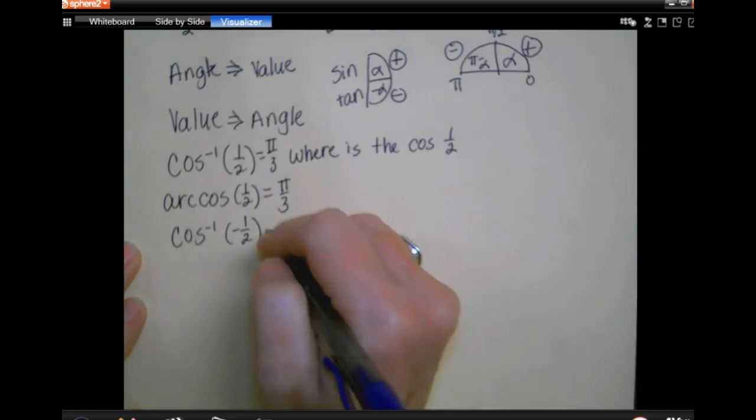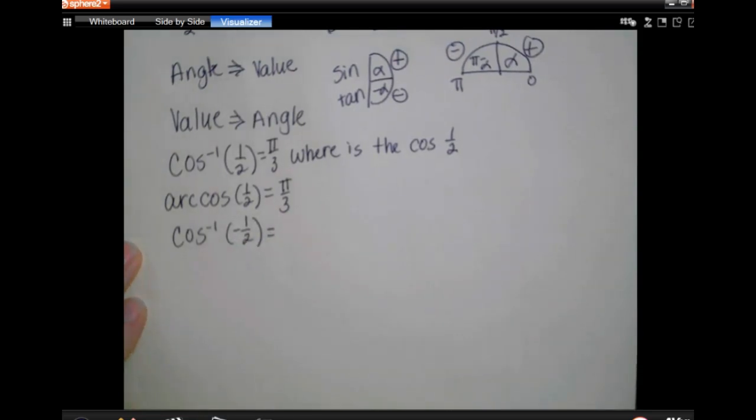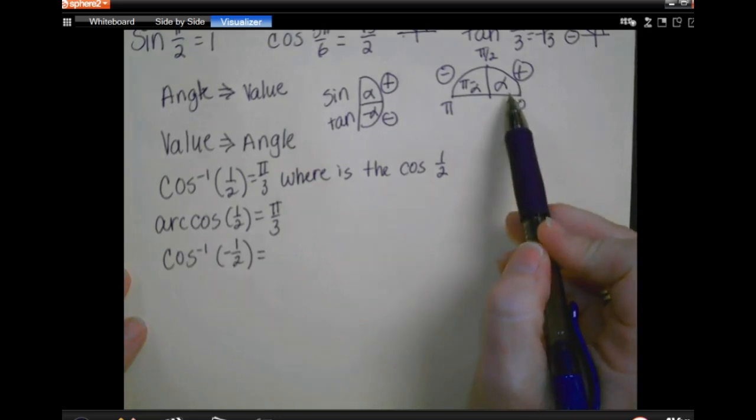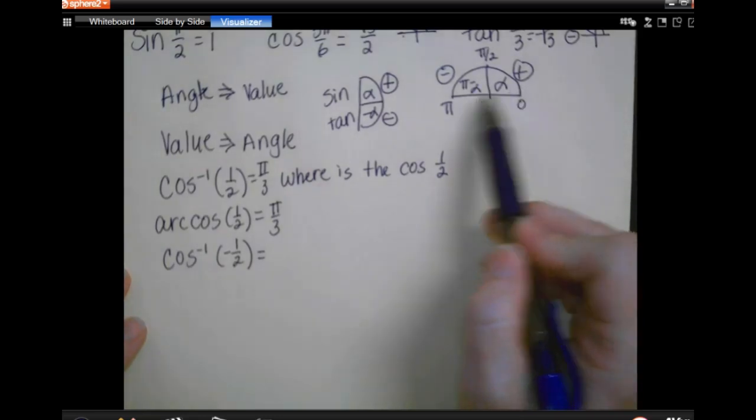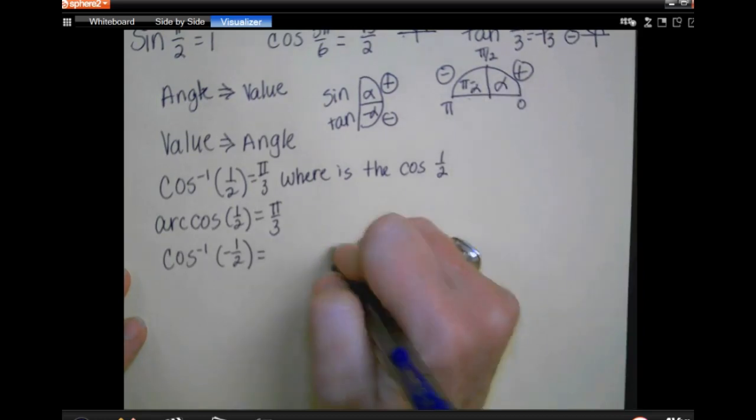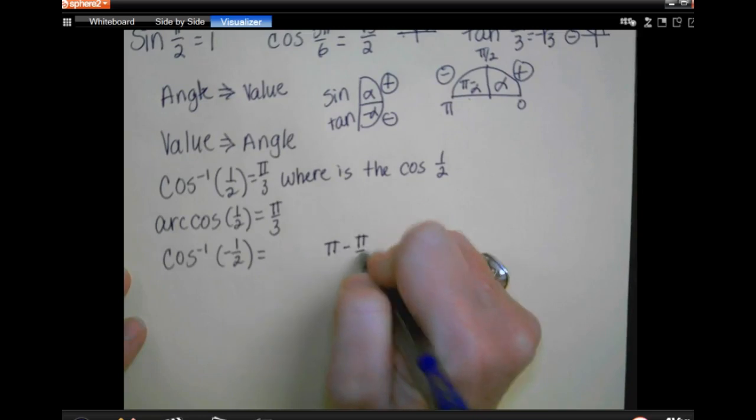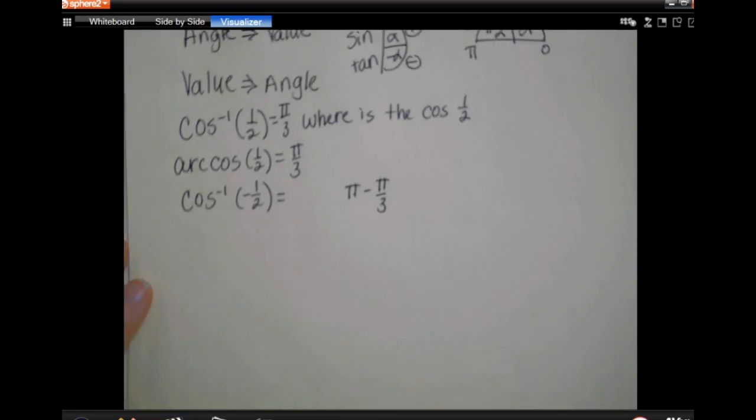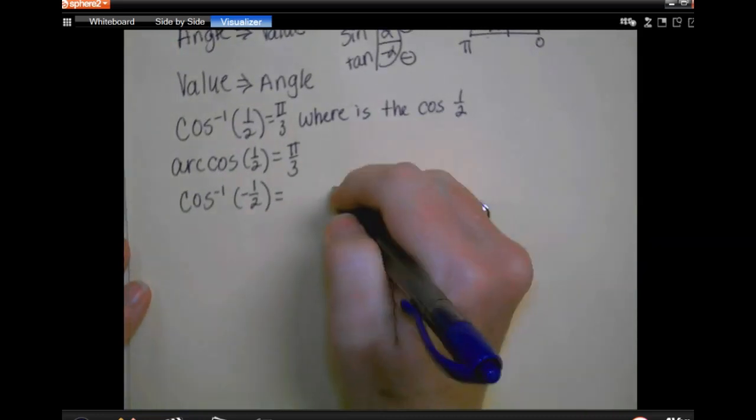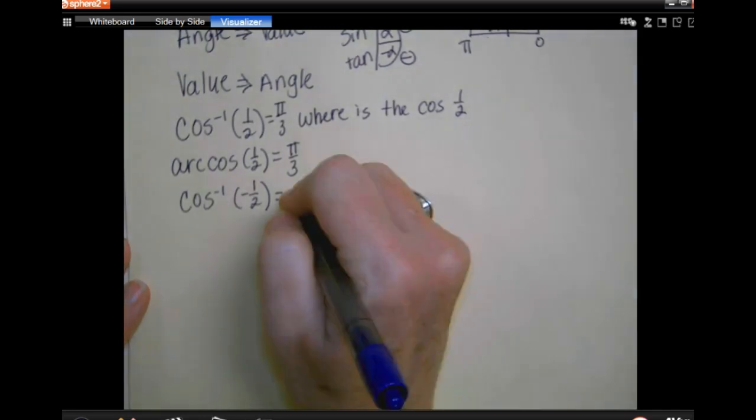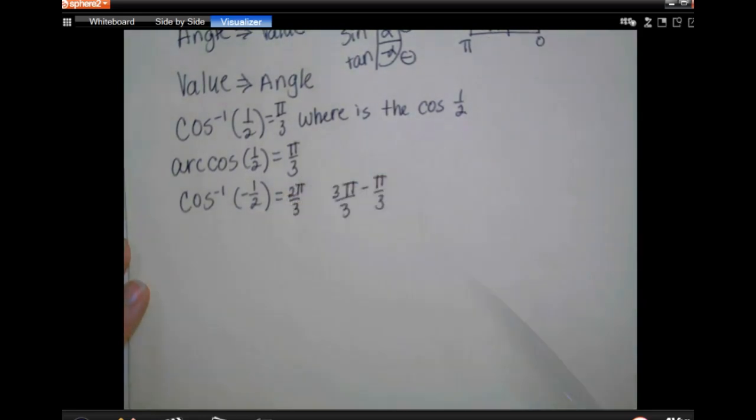So now I want to know, where is the cosine of negative 1/2? So it's a positive 1/2 at pi over 3. It's a negative 1/2 at pi minus pi over 3. So how do I take pi minus pi over 3? Same denominator, so I'd say 3 pi over 3 minus 1 pi over 3, and that would give me 2 pi over 3.